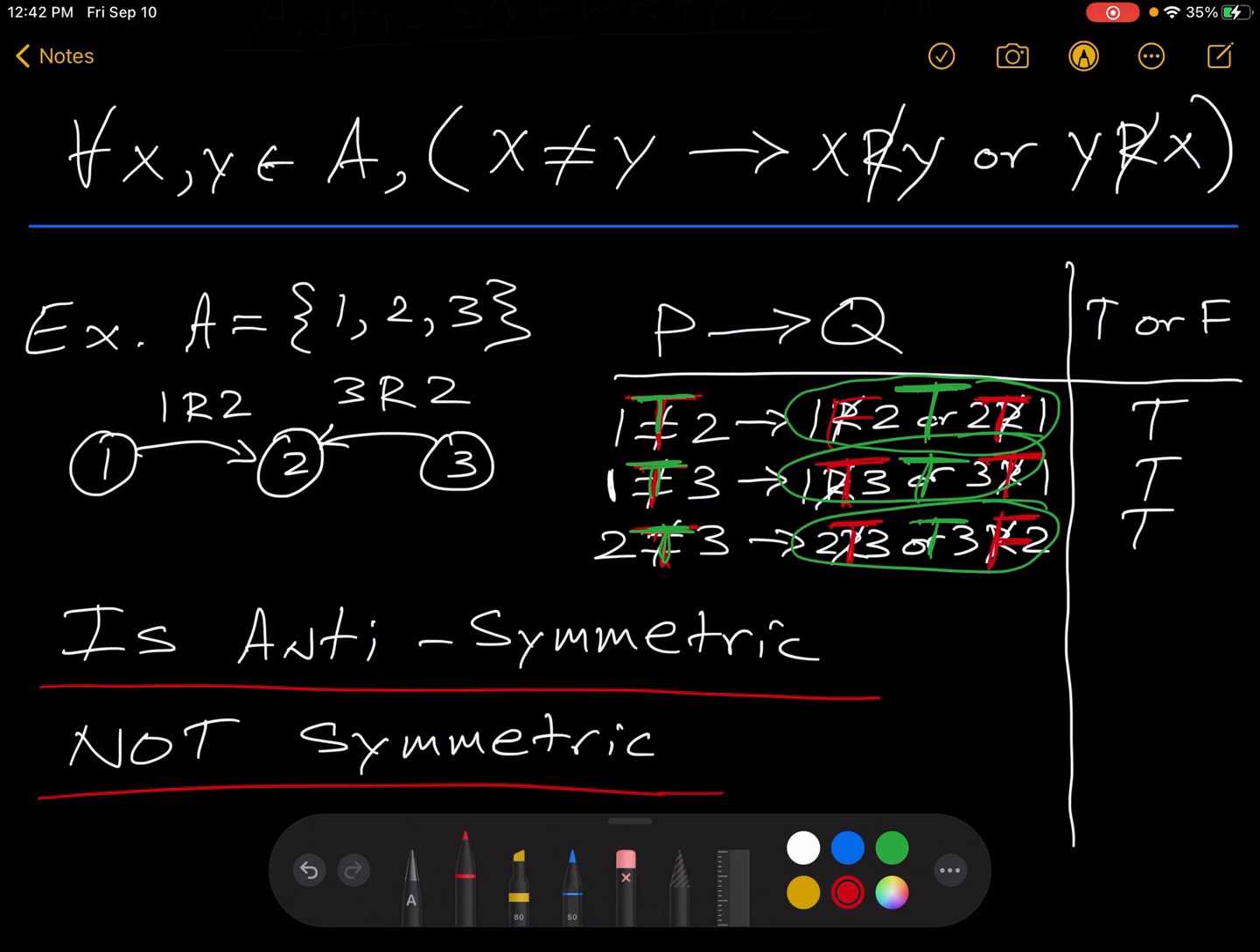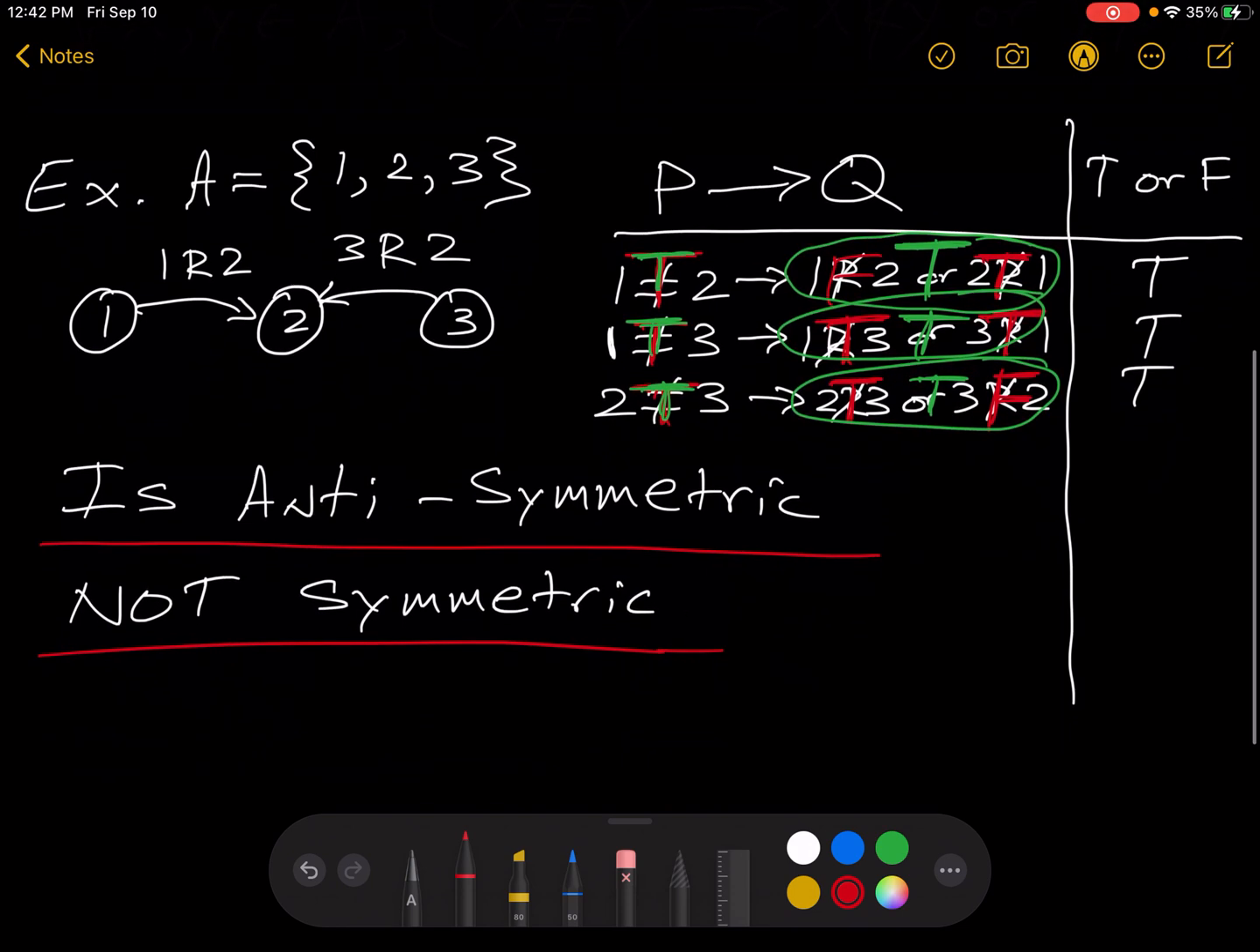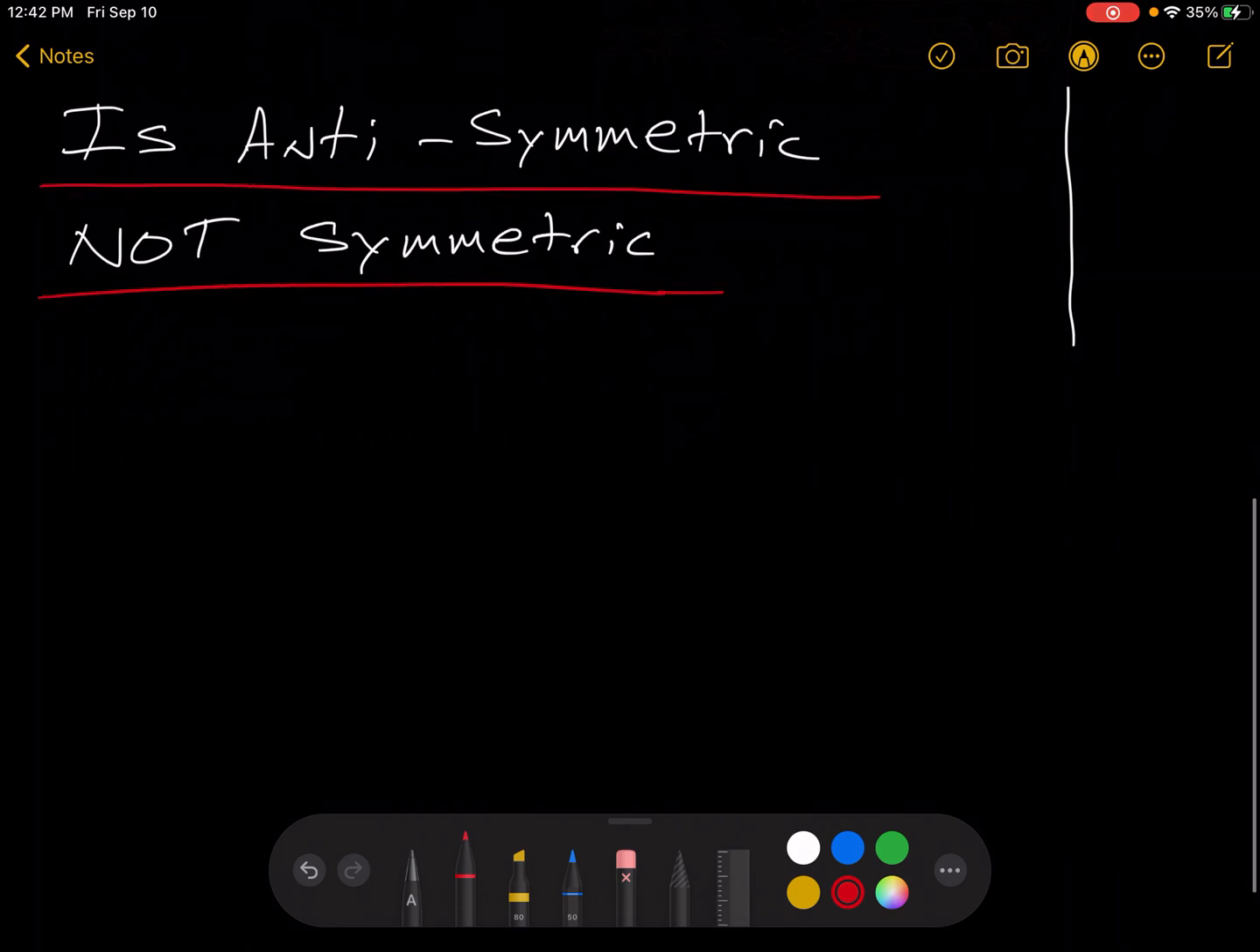But don't think this is always the case. These are not opposites of each other. Antisymmetric and symmetric are not opposites of each other. And I will show you an example of this now.